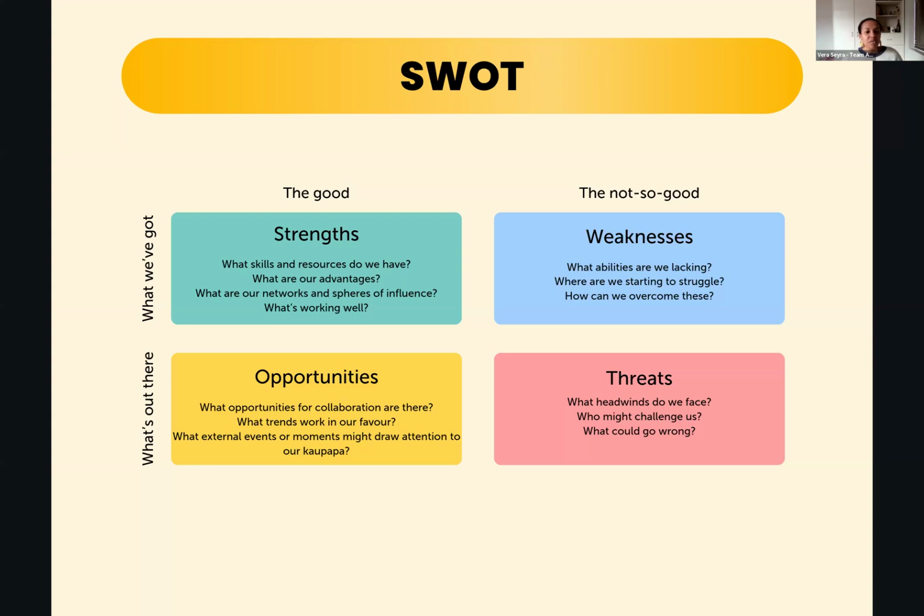And so asking yourself these questions allows you to remind yourself and your team of your strengths, and allows you to prepare for situations where you might be confronted by your weaknesses or threats. And obviously, you don't have to have all of the answers right now, but it's just a really good tool to keep in mind.